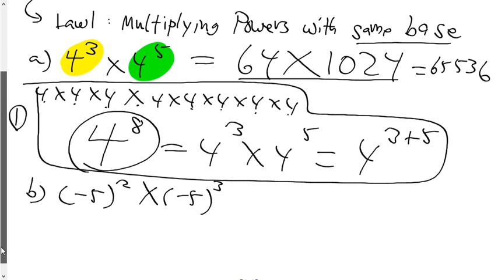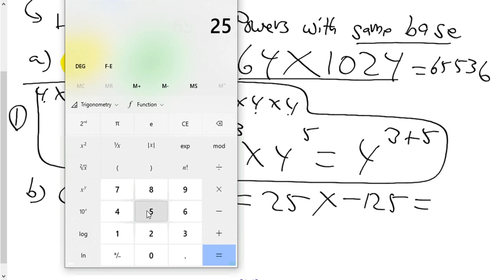Let's reverse it. Let's do rule 2 first. Does anyone know what negative 5 squared is in standard form? That's an easy one. Is it positive 25 or negative 25? Positive 25. Multiplied by, does anyone know what negative 5 cubed is? Just multiply 25 by 5 again and add a negative sign, right? Negative 125, right? And when I multiply those two out, 25 times negative 125, I get negative 3,125.